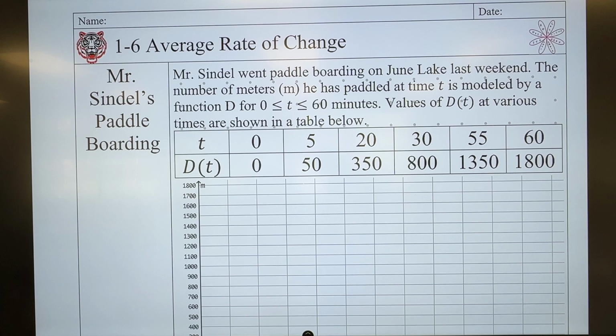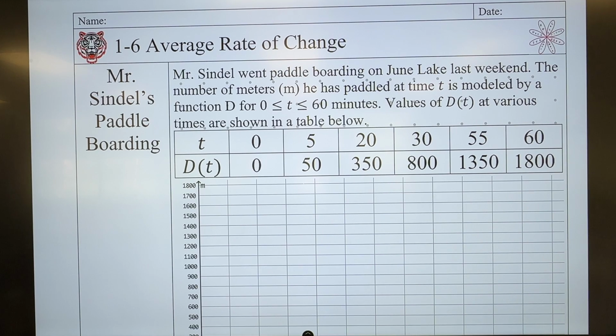Mr. Sandell went paddleboarding on June Lake last weekend. The number of meters M he has paddled at time T is modeled by a function D for 0 is less than or equal to T, which is less than or equal to 60 minutes. The value of D of T at various times is shown in the table below.